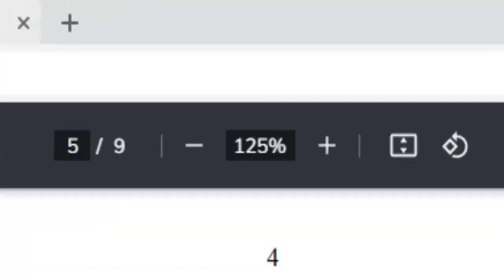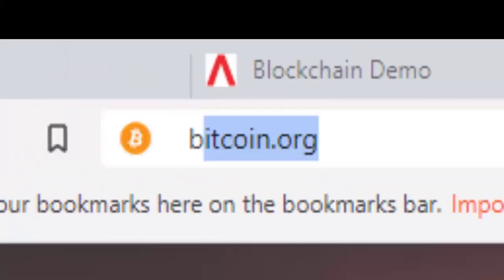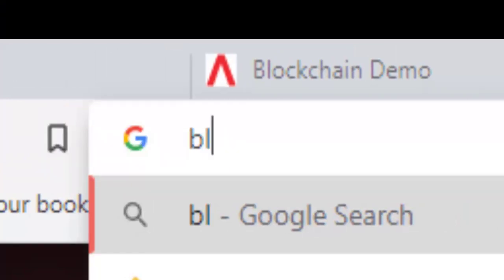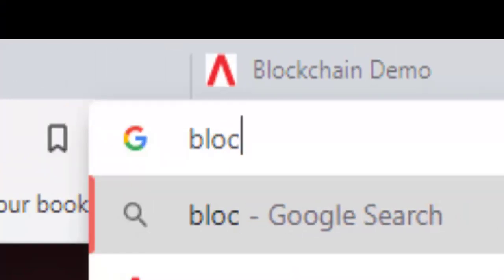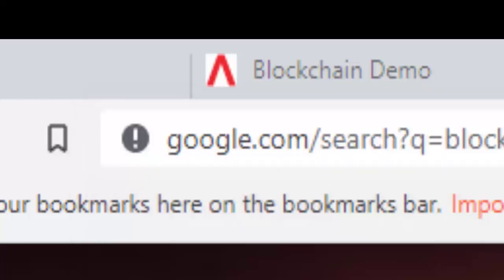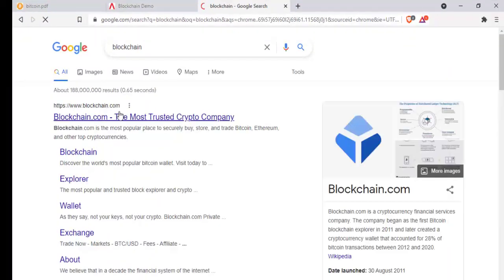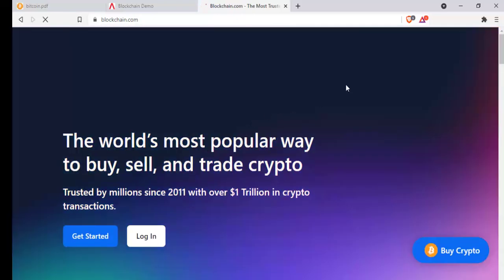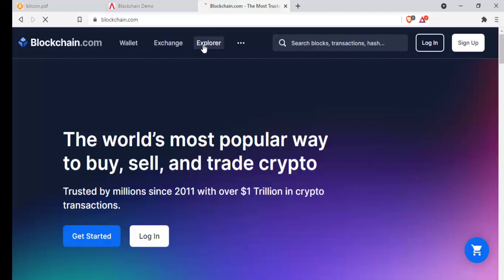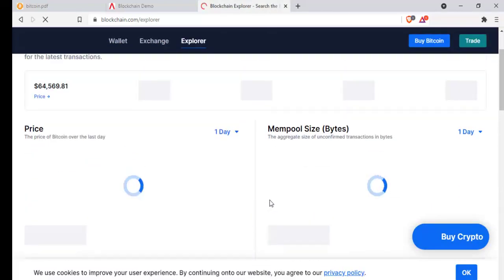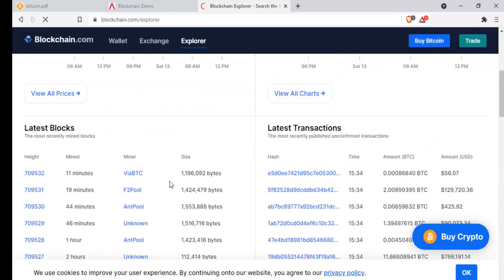And if you go here to the blockchain, you would see blockchain.com. Let's wait for that to load. We have the Explorer. We are going to go to the Explorer. You see how transactions basically work, so they don't have to own their own ledger.